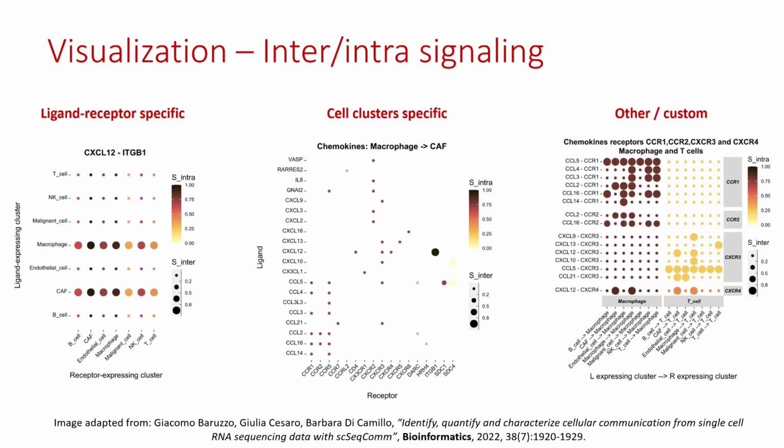Here, the diameter of a circle encodes the intercellular signaling score, while the color encodes the intracellular signaling score. From left to right, the plot shows how it is possible to visualize the activity of a single ligand receptor pair across all cell clusters, the ongoing inter and intracellular activity between specific pairs of clusters, and last, a custom visualization of a selected list of ligand receptor pairs across selected cell clusters.